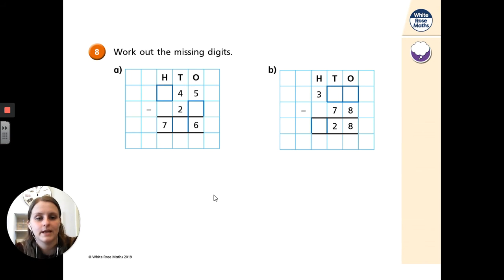And again, same for B. Think, what might I do? Now be careful here. Remember, some people will probably jump and put 0 there, but if I do 0 take away 8, it's not going to be 8. So be careful with these. They are quite tricky. Take your time. It might take a couple of attempts at this one, which is absolutely fine. Just take your time and work it out.